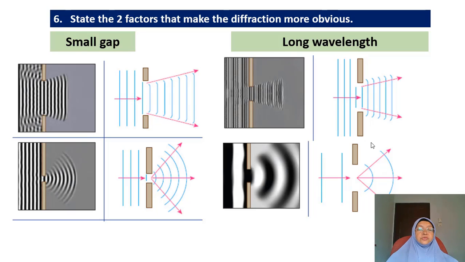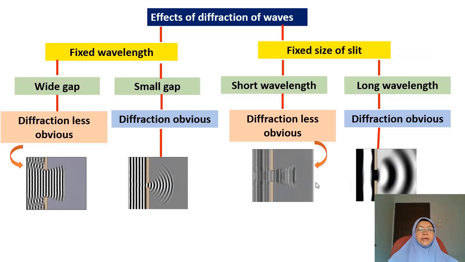State the two factors that make the diffraction more obvious. The first one is small gap, and the second one is long wavelength. The smaller the gap, the more circular the diffracted wave, the more obvious the diffracted wave. Same with the lambda: the bigger lambda, the longer the wavelength, the more circular the diffracted wave. So, small gap and long wavelength.